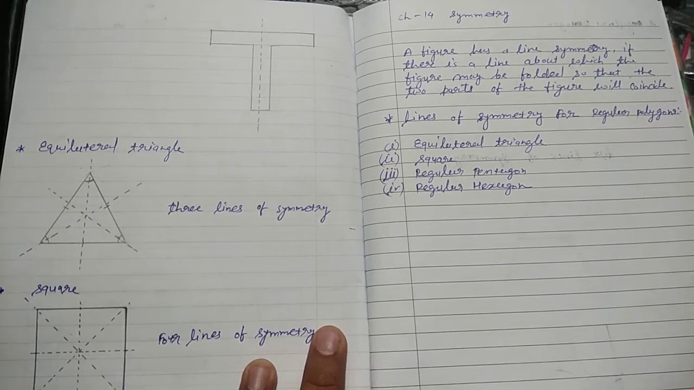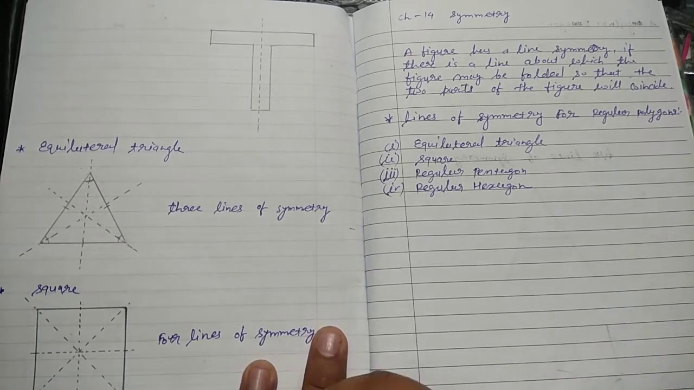Symmetry. As we know, symmetry is a word which we use in our nature. For example, our body is symmetrical. The human body is symmetrical. So this symmetry is used everywhere. For example, a building, the Taj Mahal, is a symmetrical structure.